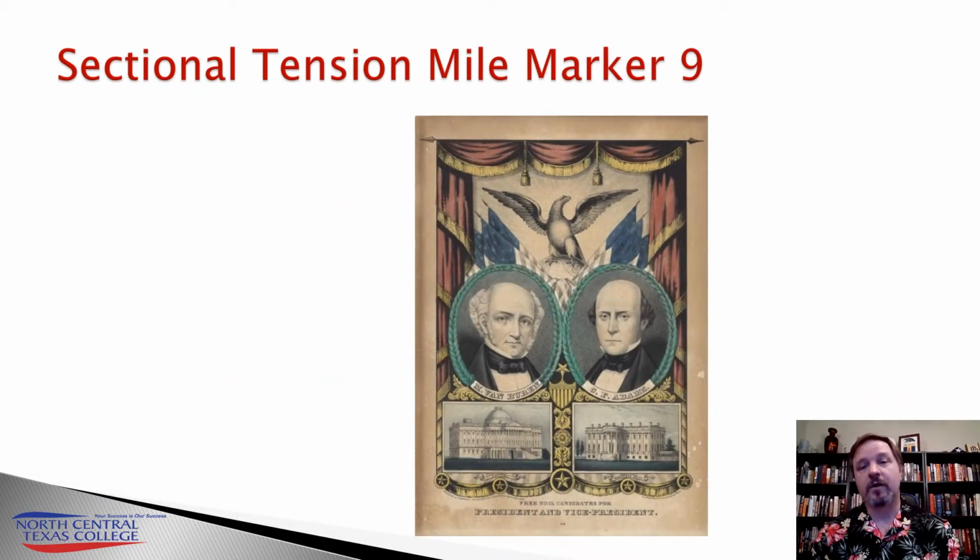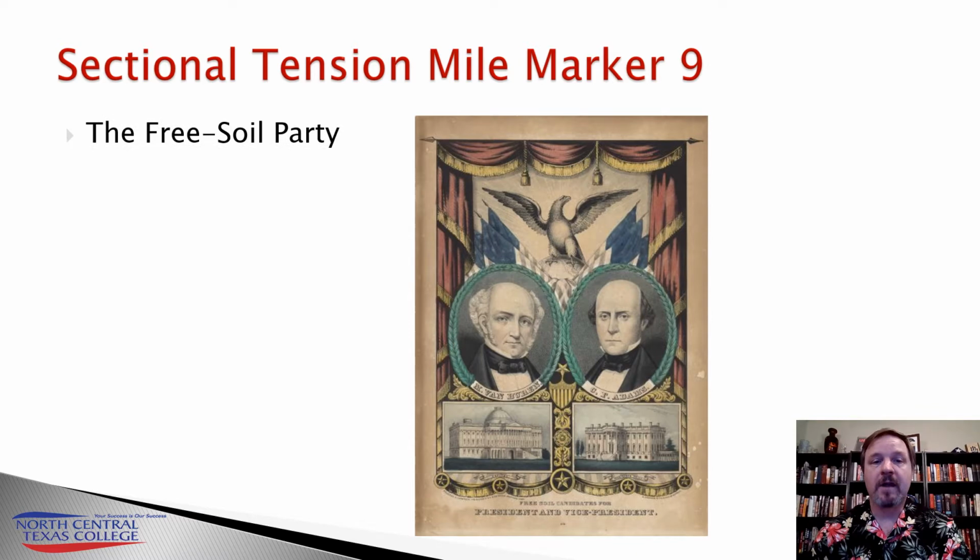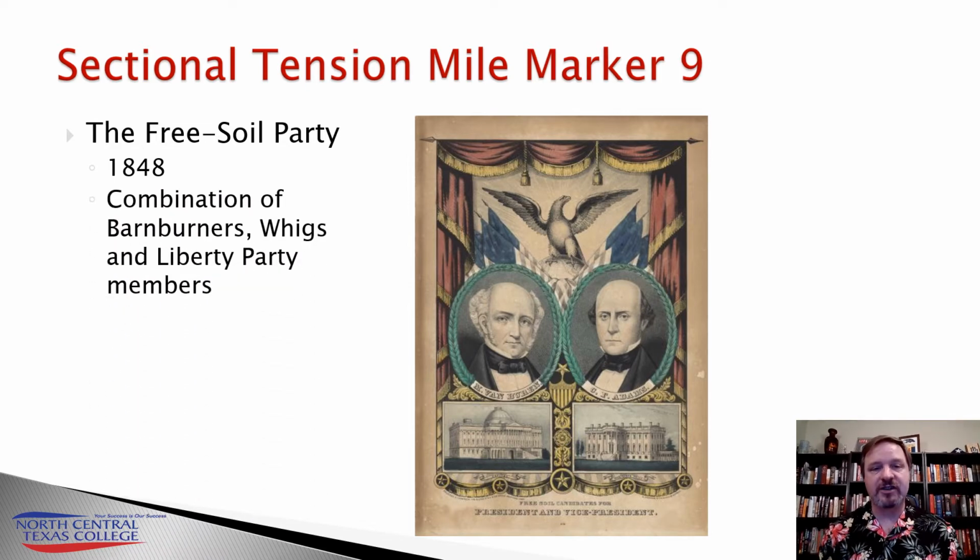Sectional tension mile marker number 9 had to do with the creation of another abolitionist or anti-slavery political party. This time, the Free Soil Party, right? It's going to form in 1848, and it's going to be a combination of Barn Burners, these are anti-slavery Democrats, Whigs, and Liberty Party members, because if you remember, the Liberty Party is going to kind of self-destruct in 1848.